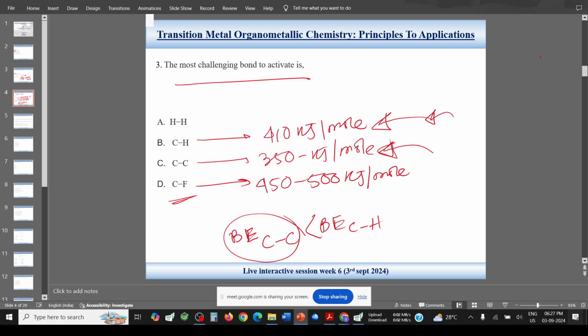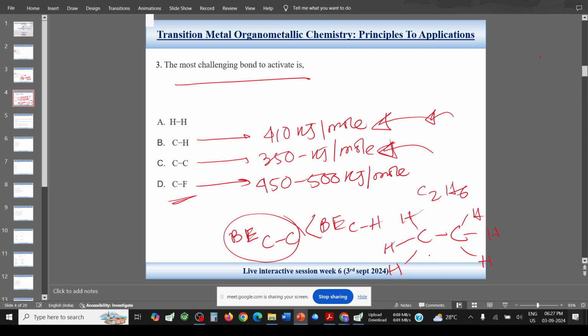Due to steric hindrance and electronic factors. Okay, somehow correct. That C-C bond, if I consider a simplest molecule like ethane, C2H6, it has 6 hydrogens. So there will be a hindrance to approach the transition metal to the C-C bond.